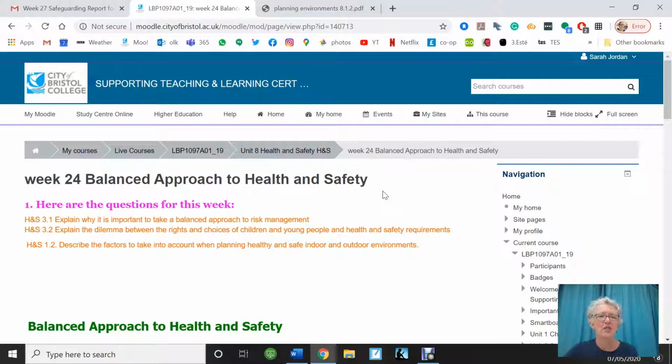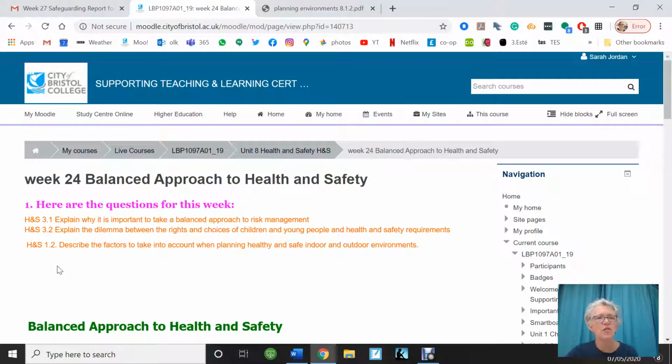So here are the questions for this week. Let's have a look. They all come from the Health and Safety unit. We've got Health and Safety 3.1: Explain why it is important to take a balanced approach to risk management. And Health and Safety 3.2: Explain the dilemma between the rights and choices of children and young people and health and safety requirements. So these two are going to go together and make an essay.